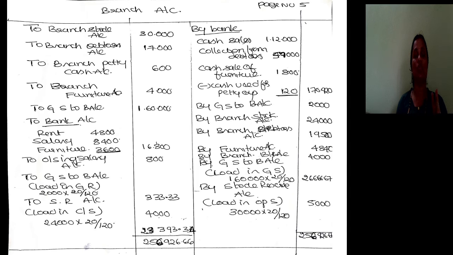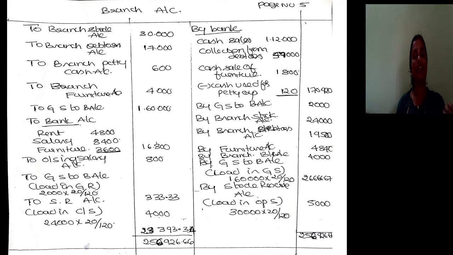Then loading in goods sent. Goods sent to branch account debtor to branch account: 1,60,000 represents 120, what is 20? It means 26,666.67. Then loading in goods returned. Journal entry: branch account debtor to goods sent to branch account. 2,000 represents 120, what is 20? It means 333.33.